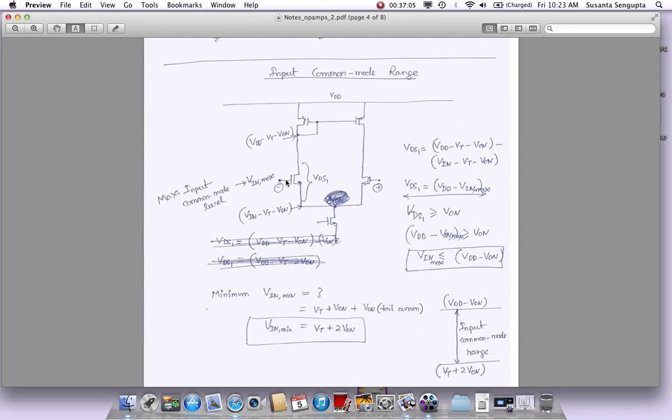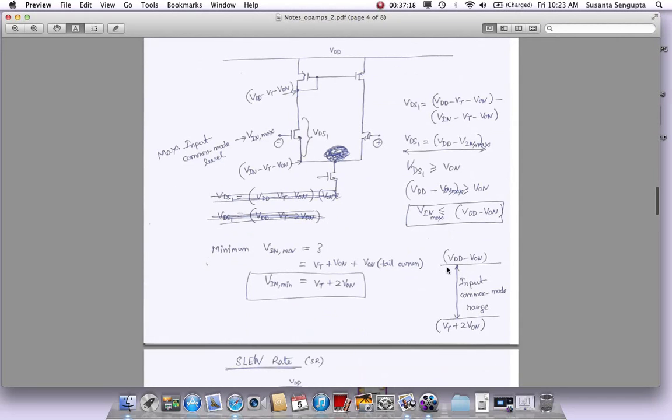The minimum is actually simpler to find. This will need VT plus V_on, and we need another V_on here. So the minimum tends to be VT plus 2 V_on. So that becomes the minimum, and that gives you the levels that we are looking for. The highest level of this input common mode is roughly VDD minus V_on, and the lowest level you can go to before you start squeezing this current source is VT plus 2 V_on.